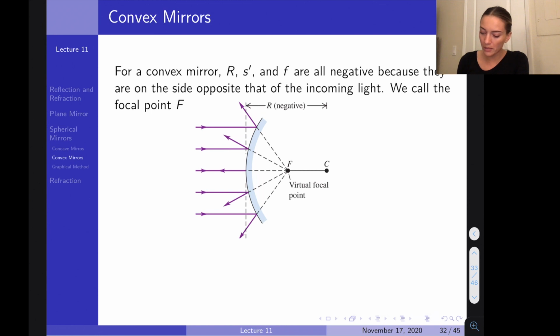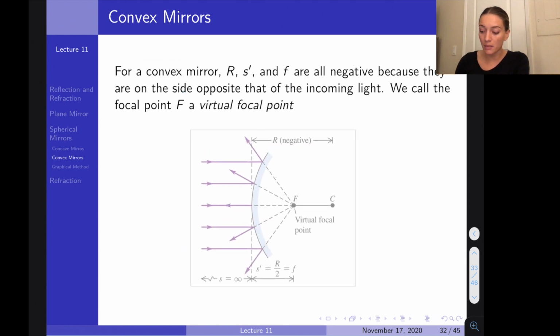Okay, so now let's talk about the focal point for our convex mirrors. For a convex mirror, as we said, r, s prime, and the focal length are all negative because they're on the opposite side as the incoming light. So we can see here if we have light coming in parallel, so our object is very far away, the light comes in essentially parallel, and if we trace back the reflected rays, it looks like they're all coming from a point on the other side of the mirror. So that's our virtual focal point.